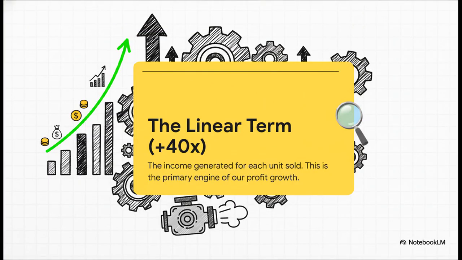All right, moving on to the middle term, that plus 40x. Now this is your engine. This is the good stuff. It represents your revenue, your contribution margin. For every single unit of x, that's for every 1,000 items you sell, this term adds $40,000 to your profit. In the beginning, this is the powerful force that drives that upward slope of our profit parabola. It's the money you make from just doing what you do.